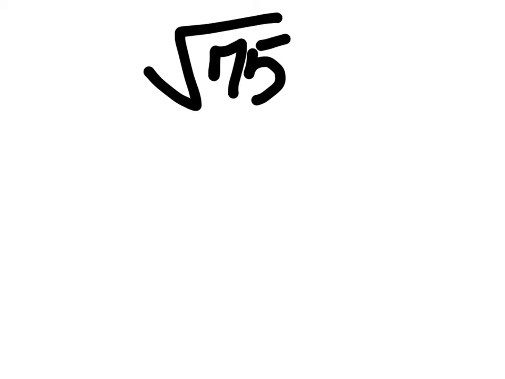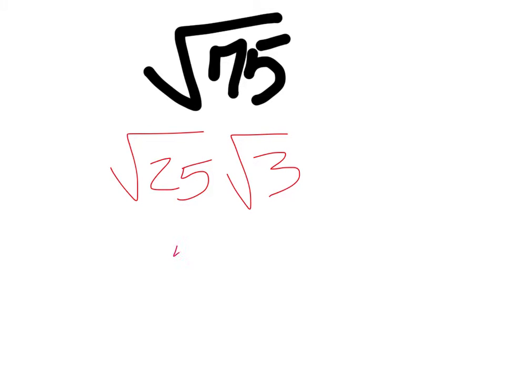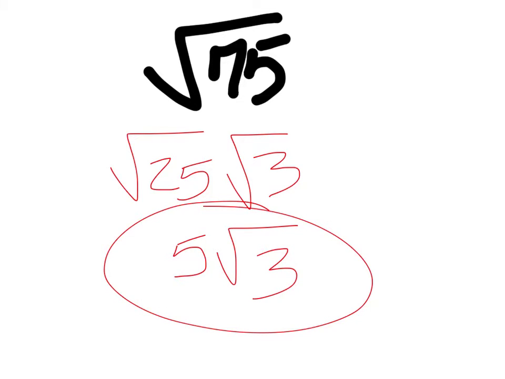The highest perfect square that you can divide into 75 is 25. So square root of 25, square root of 3. Square root of 25 is 5. 5 square root of 3.